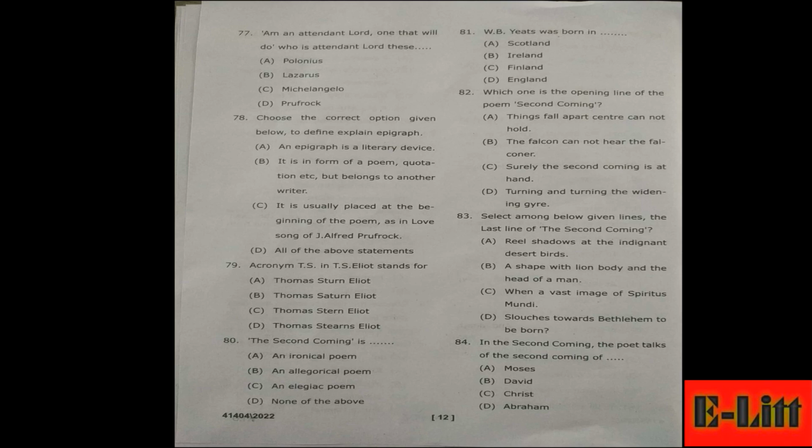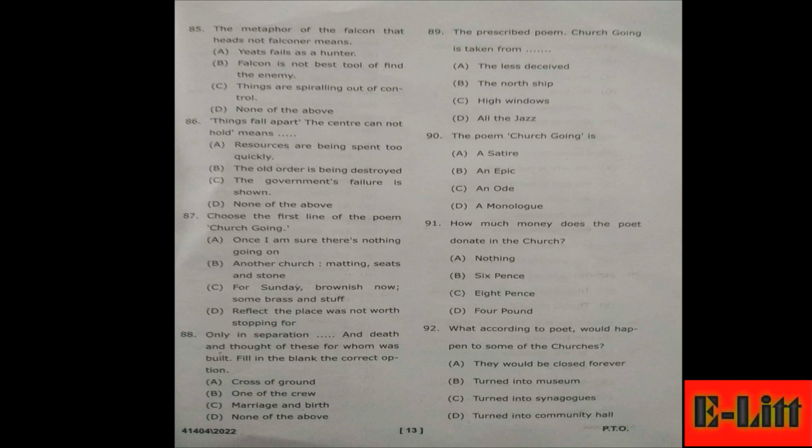Which one is the opening line of the poem The Second Coming? The correct answer is turning and turning in the widening gyre. Next question. Select among below given lines the last line of The Second Coming. The last line of The Second Coming is slouches toward Bethlehem to be born. Option D is the right one, friends. In The Second Coming, the poet talks of the second coming of Jesus Christ. C is correct. The metaphor of the falcon that cannot hear the falconer means things are spiraling out of control. Option C is right. Things fall apart, the center cannot hold means the old system is being destroyed.